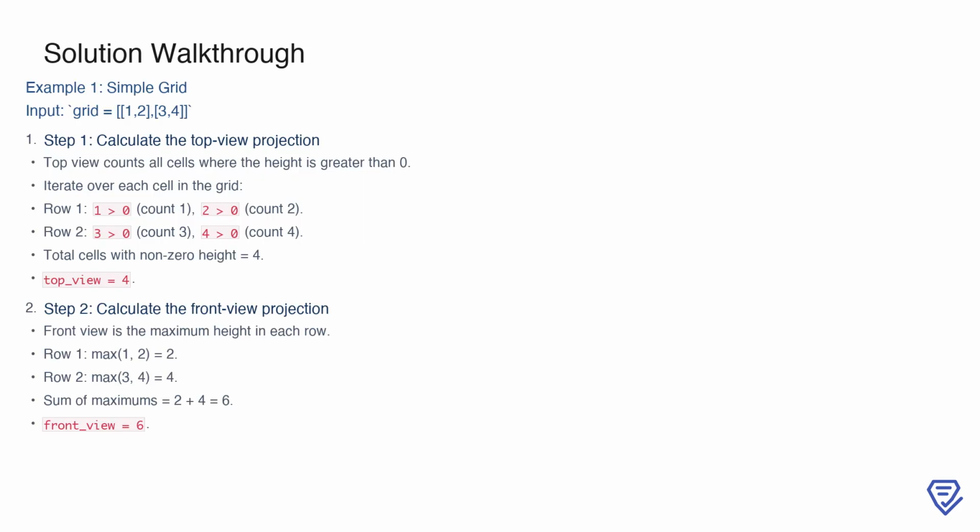To solve this problem, we start by calculating the projection area for the given grid. First, let's look at the top view projection. The top view simply counts all the cells in the grid where the height is greater than 0. For this input grid, we examine each cell. In the first row, both 1 and 2 are greater than 0, so we count 2 cells. In the second row, both 3 and 4 are also greater than 0, adding 2 more cells. This gives us a total of 4 cells with non-zero height. Therefore, the top view projection is 4.